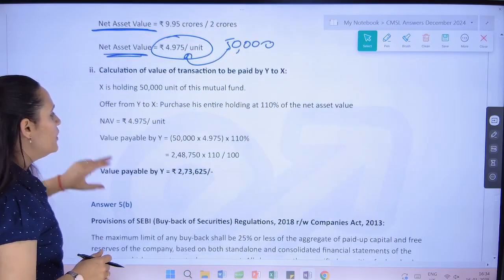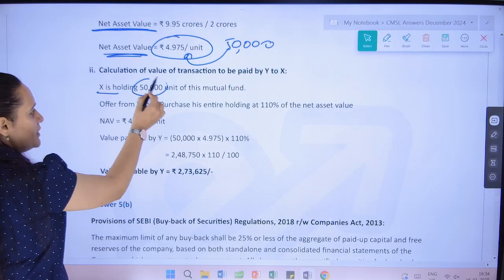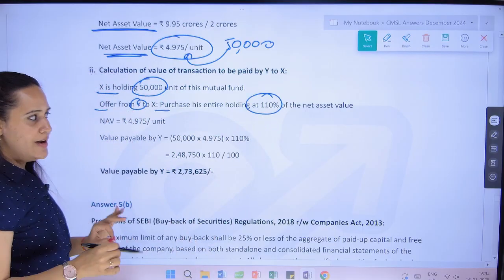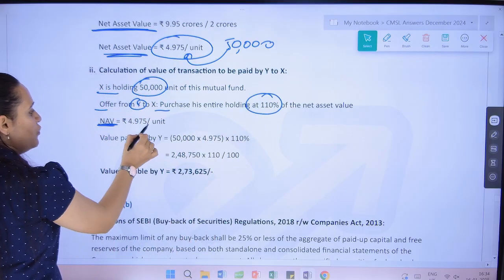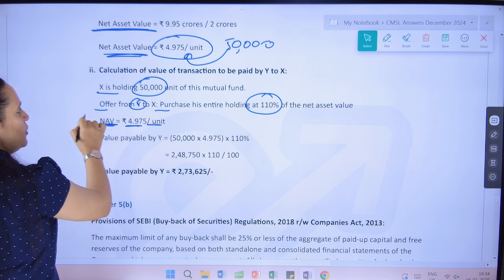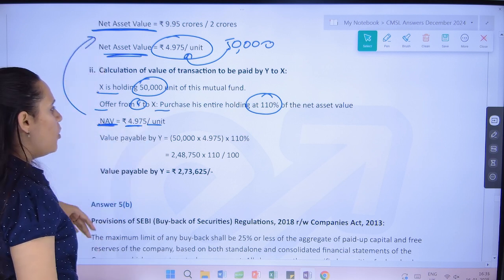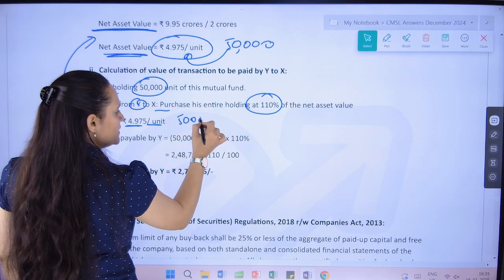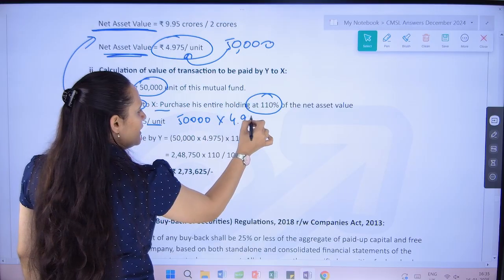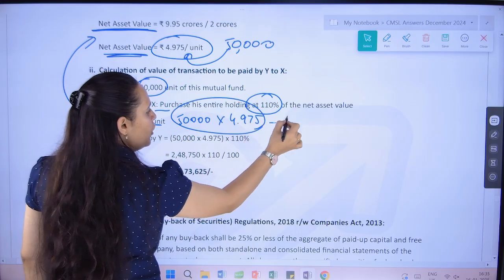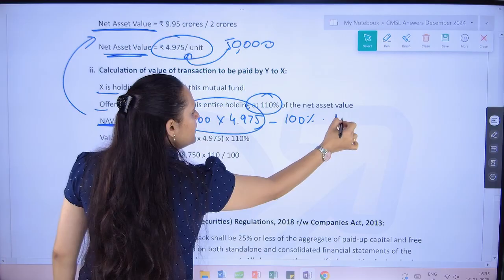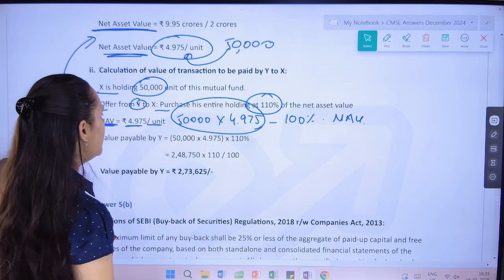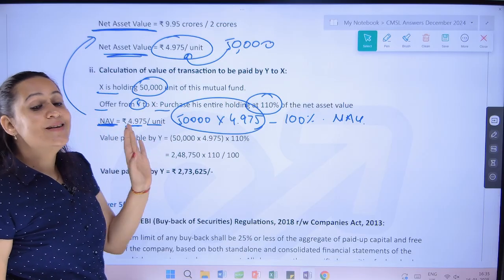So what are we going to do? We are going to first say that X is holding 50,000 units. Offer from Y is to purchase the entire unit at 110%. And net asset value for one unit is 4.97 on the basis of previous calculation. So what are we going to do? We are going to multiply 50,000 units into value per unit. That is going to give you the 100% holding or 100% investment or net asset value of X's investment. Okay. Now, he has agreed to give 110%.